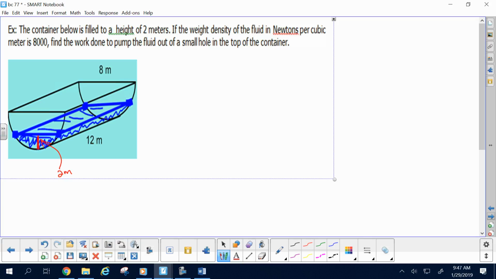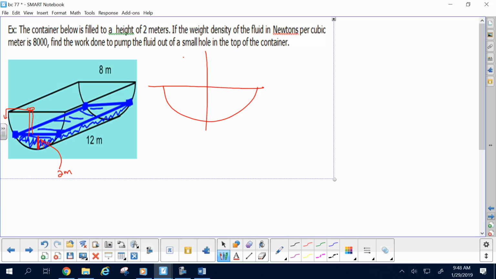The weight density is given. Find the work done to pump the fluid out of a small hole in the container. So it's like there's a little hole here, and you're pumping it out and over the top edge. Okay? So let's start with drawing the picture. I beg you, when you have a circle problem, please put the center of the circle at the origin, even if it doesn't make first quadrant.